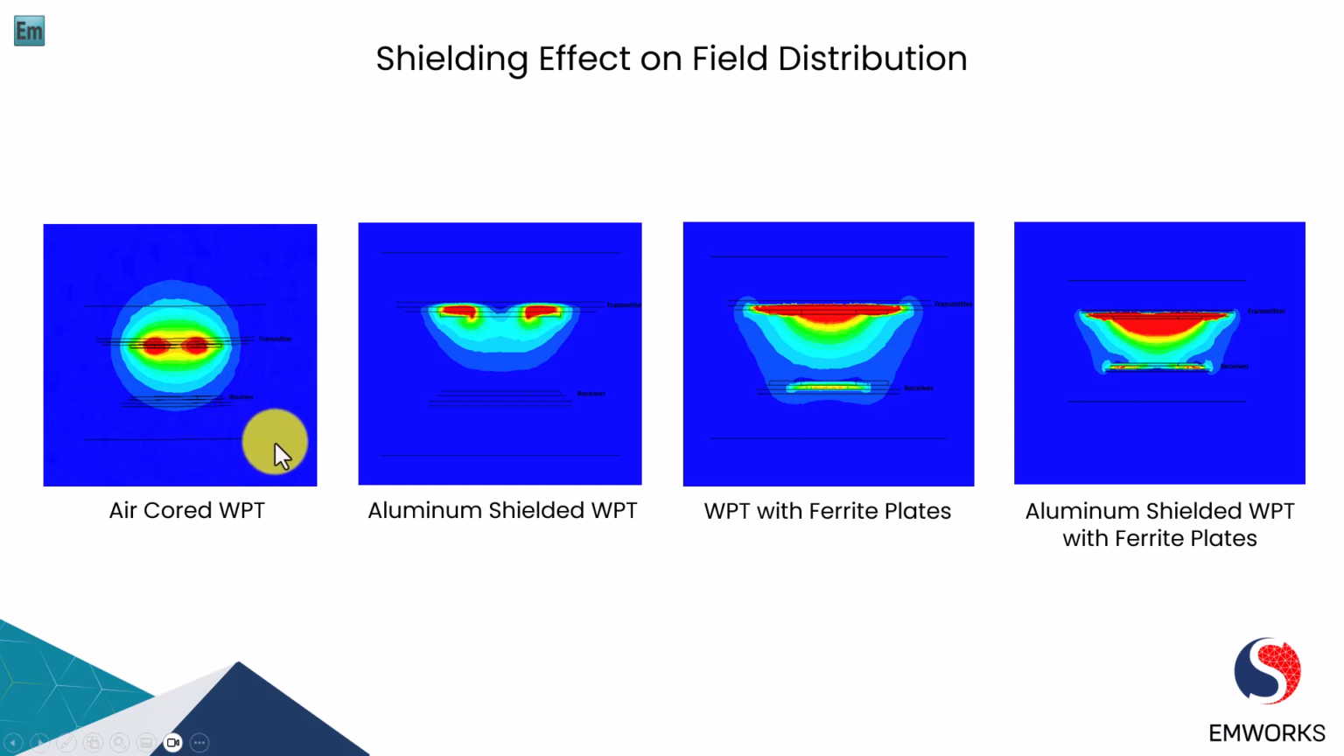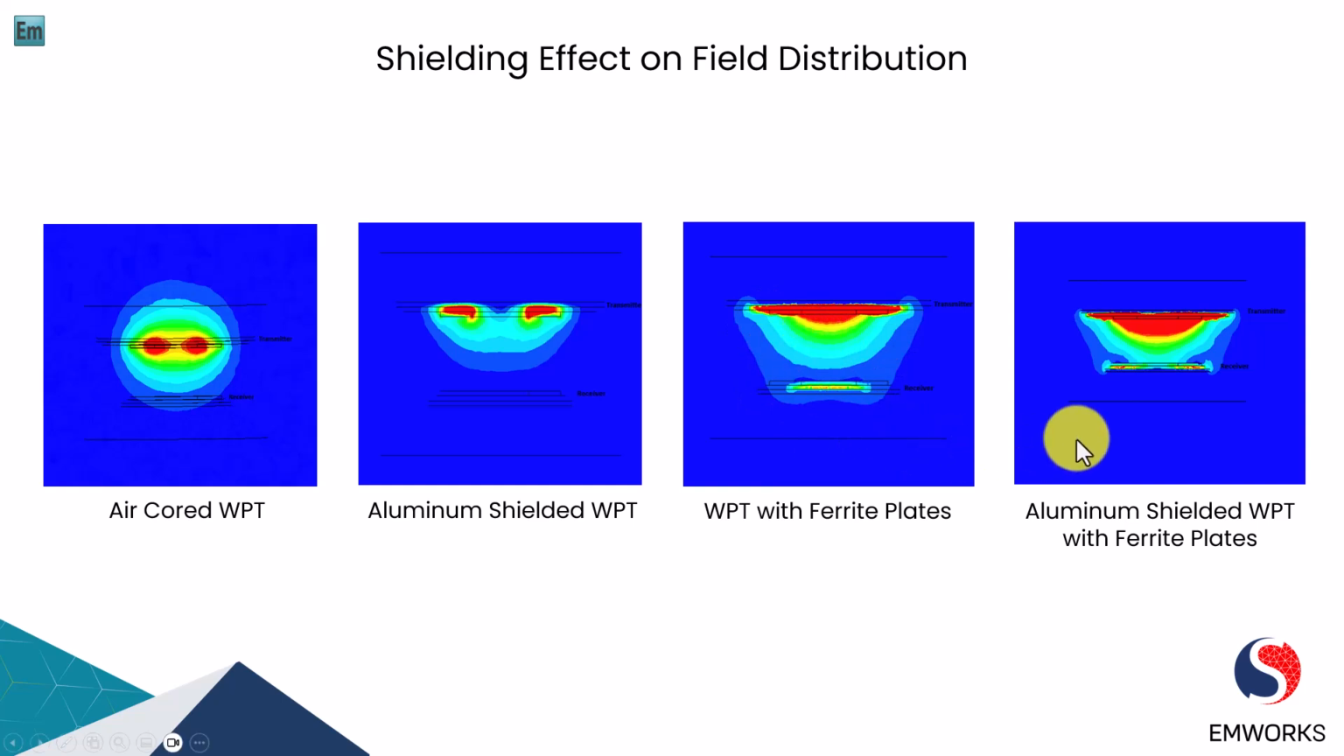Now let's add an aluminum shield to the same system. The aluminum shield will help to confine the magnetic field to a narrower space, resulting in a higher magnetic flux density around the receiver coil. Next, we have a system with ferrite plates. Ferrite plates are known for their high magnetic permeability, which helps to concentrate the magnetic field around the receiver coil.